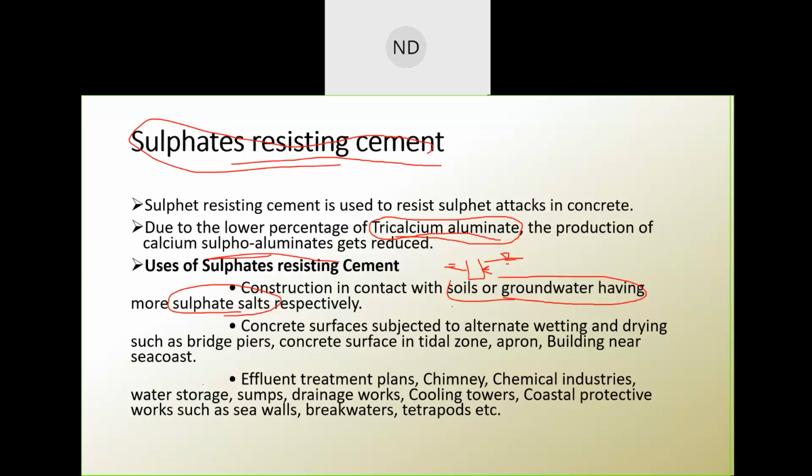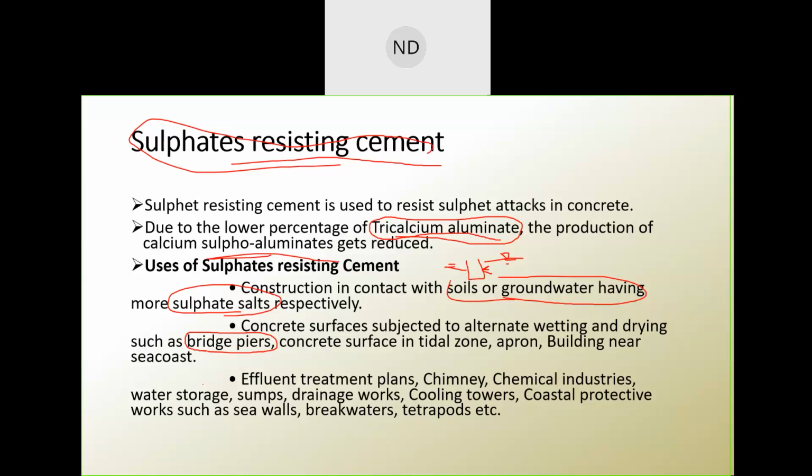Okay, concrete surfaces subjected to alternate wetting and drying, such as bridge piers, concrete surfaces in tidal zones, aprons of buildings near the sea coast. All those things. What happens in bridge piers? You are constructing the bridge pier. Sometimes the water becomes more, sometimes less, and it dries, because obviously when you're constructing a bridge, mostly in India, you will take more time. Like it takes 1 year, 2 years, 3 years, like that.